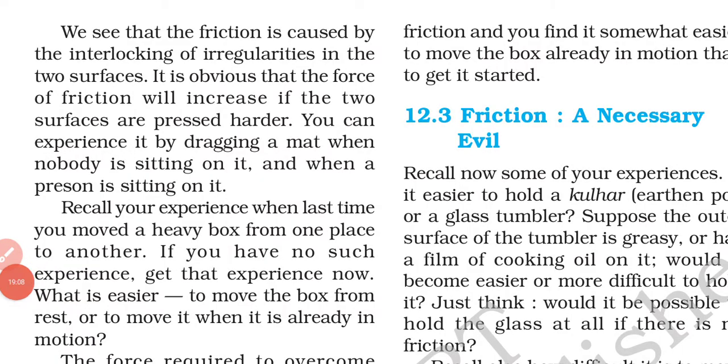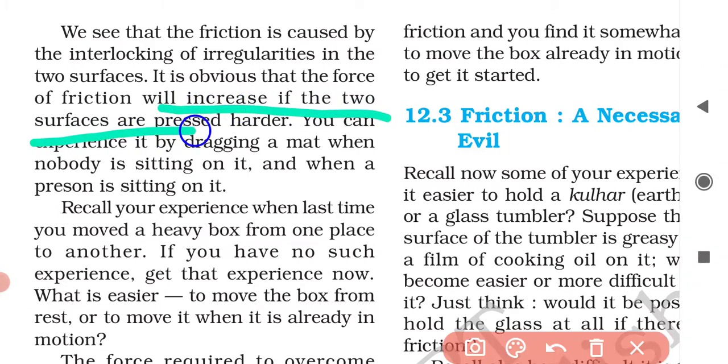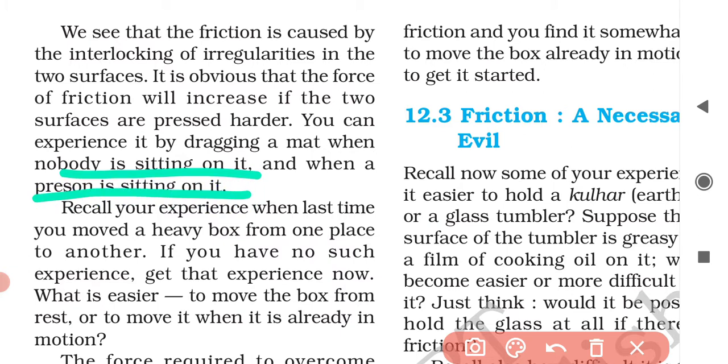So now it is obvious that the force of friction will increase if the two surfaces are pressed harder. You can experience it by dragging a mat when nobody is sitting on it, and when a person is sitting on it. In which case will you find it easier to drag the mat? When there is no one sitting on it, right? So it is obvious that friction will increase if the two surfaces are pressed harder.